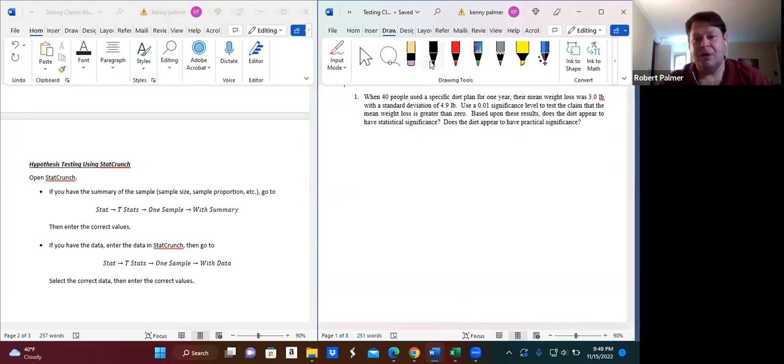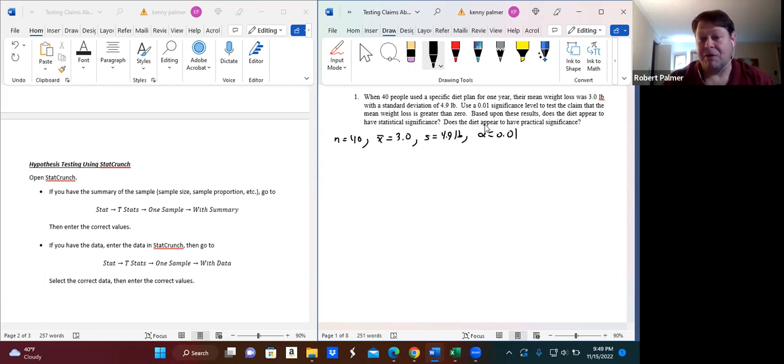We'll talk about those. So once again, let's collect what we need from our data. Our n, our sample size, is 40, which is bigger than 30, what we want. Our sample mean, our x bar, is 3.0 pounds. Our sample standard deviation s is 4.9 pounds. And then our alpha, our significance level, is 0.01. Remember, that corresponds to a 99% confidence level.